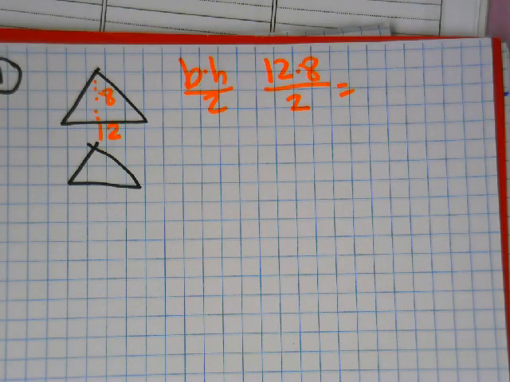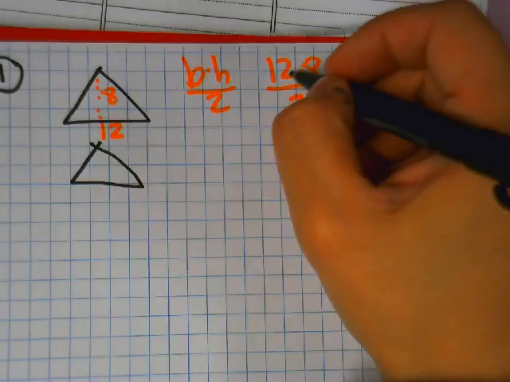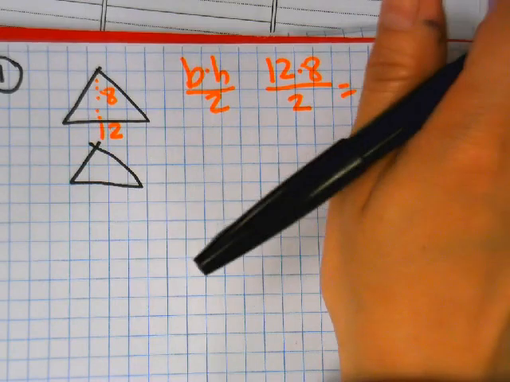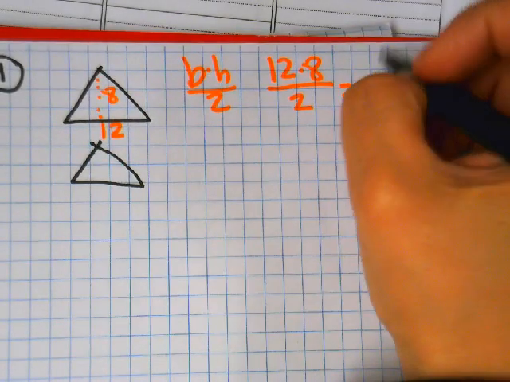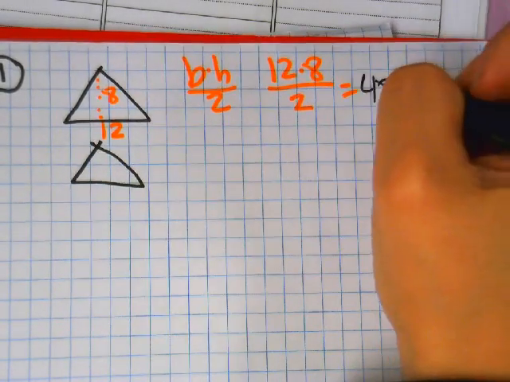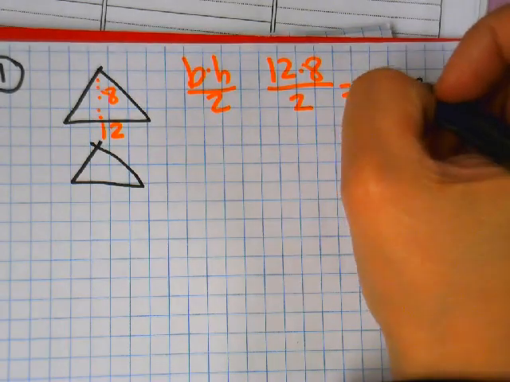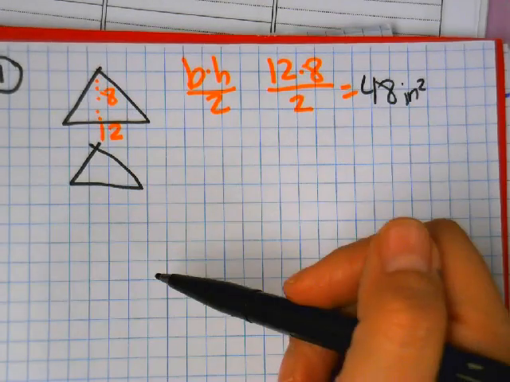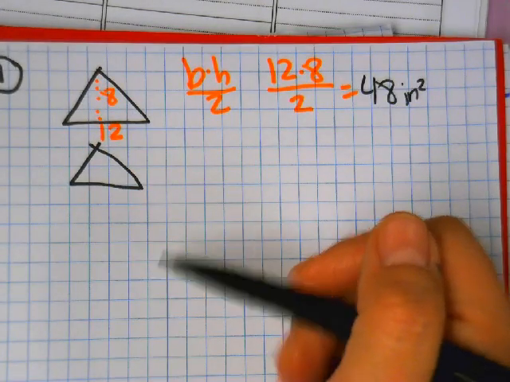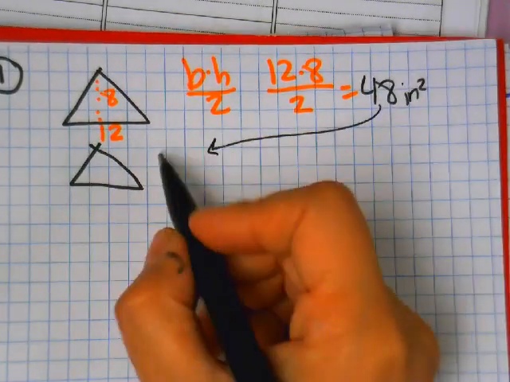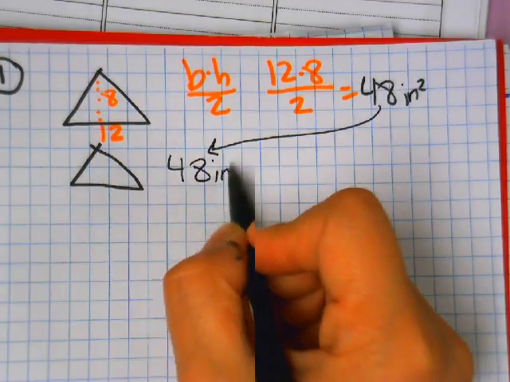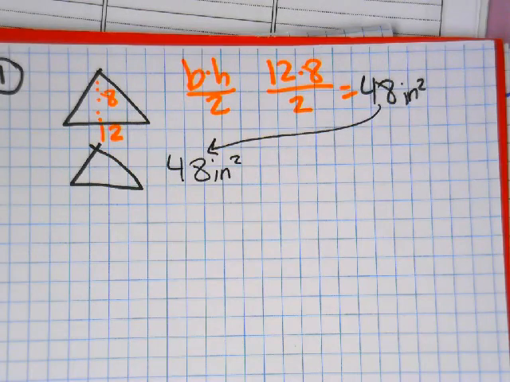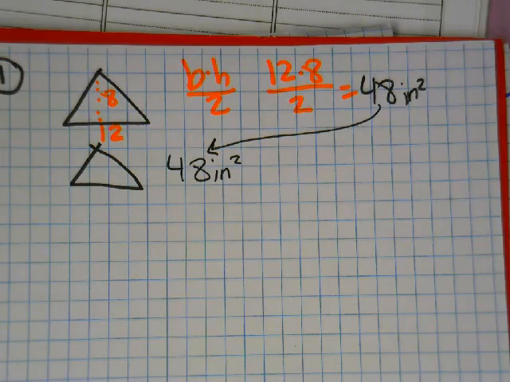Use a calculator. What do we get? 12 times 8 divided by 2 is 48. What are my units? Inches squared, because it's area. Are the triangles the same? Yes, the triangles are the same. I have another 48 inches squared. That should be the easiest part, the triangle.